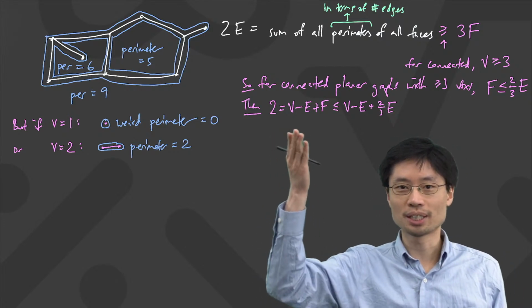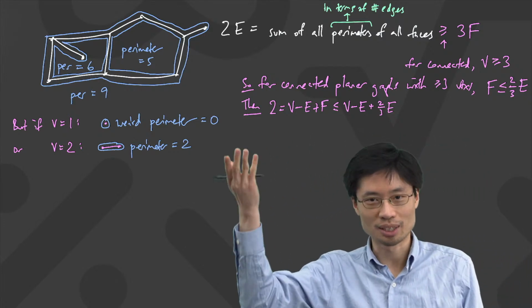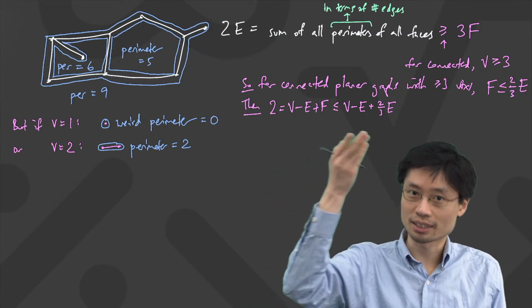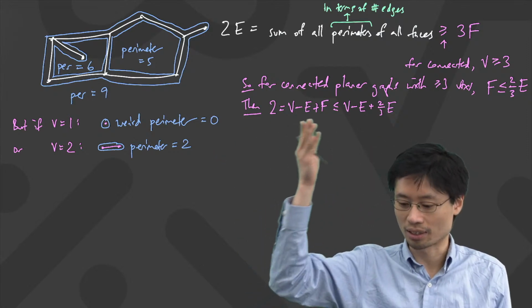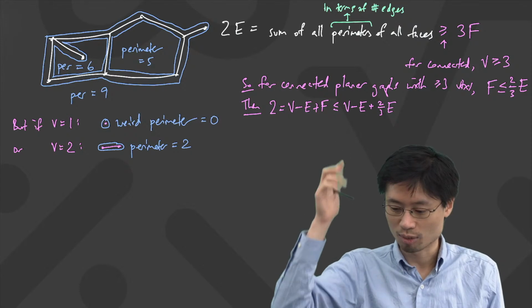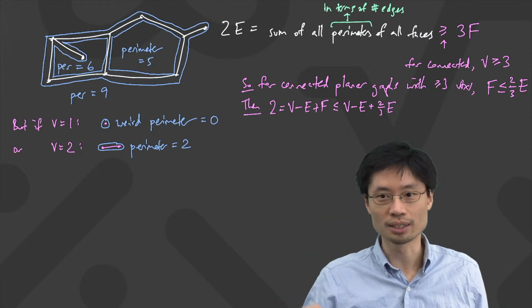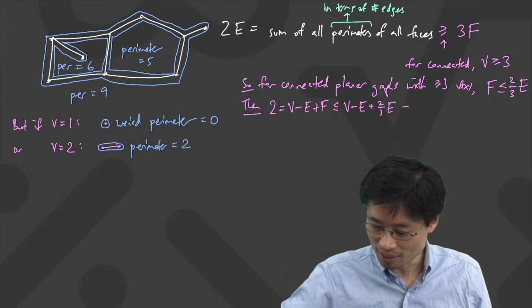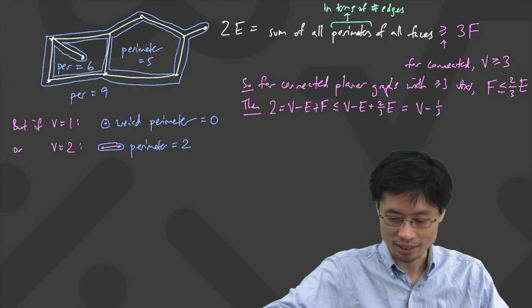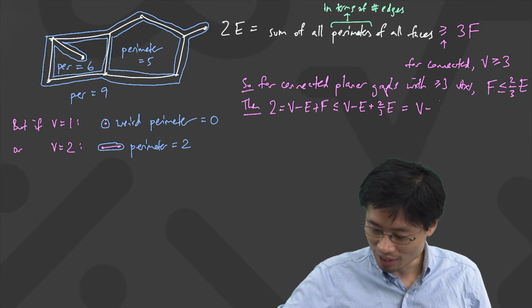Okay? And when you chain equalities, you're just saying something was equal to something, and then it's less than or equal to the next thing. So 2 is less than or equal to v minus e plus 2/3 e. But I'll write an equality. Let's simplify. So that's equal to v minus 1/3 e. Well, I think that's e over 3. V minus e over 3.